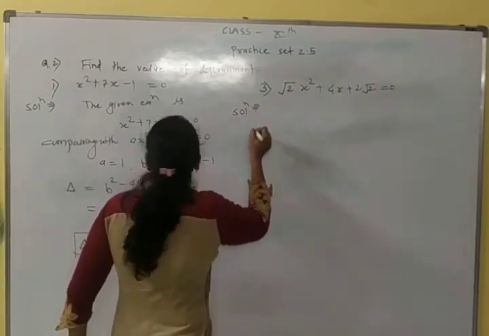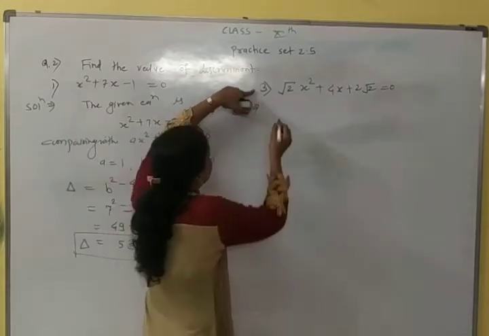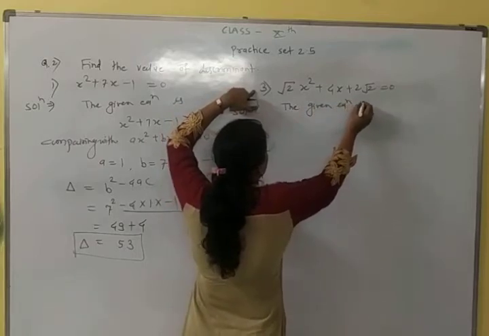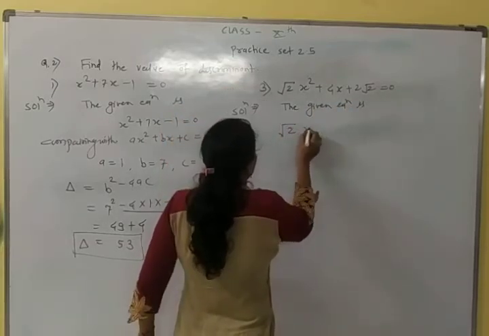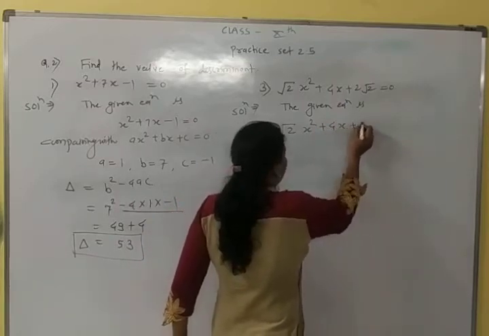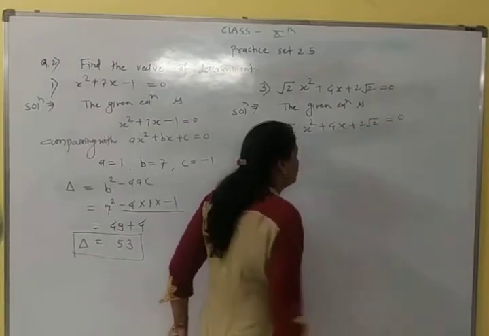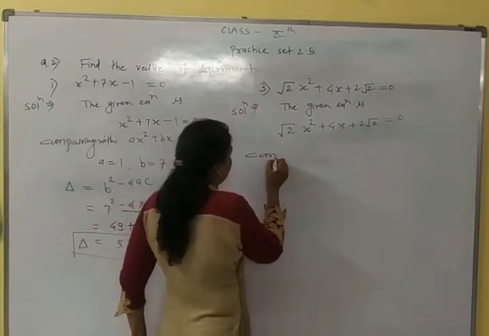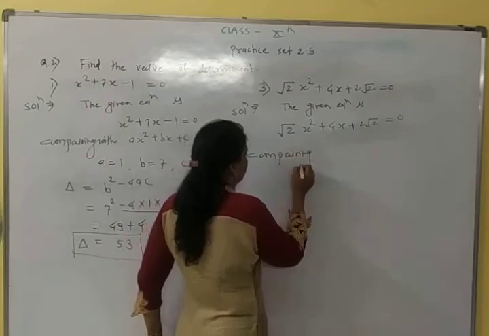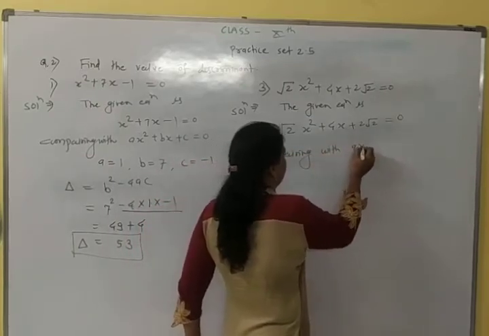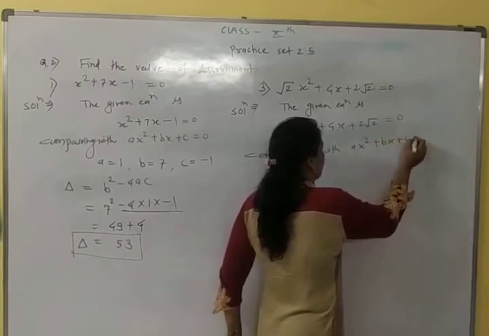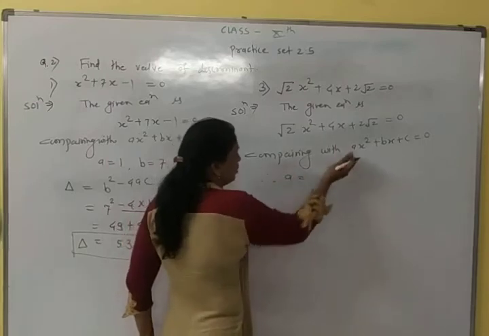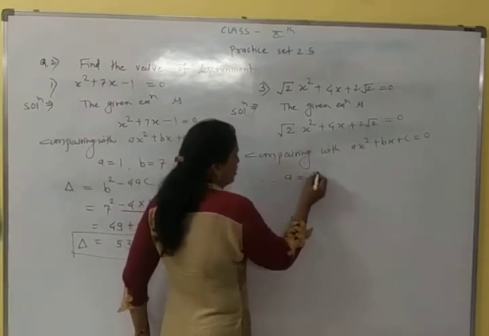Second question is for your homework. We can solve the third problem. The given equation is root 2 x square plus 4x plus 2 root 2 equal to 0. This is the given equation. Then first step is comparing with ax square plus bx plus c equal to 0. Then therefore a equal to coefficient of x square, which is root 2. A equal to root 2.